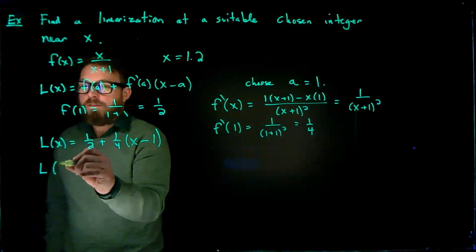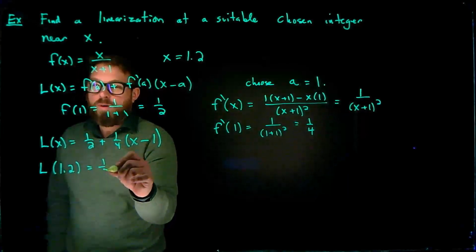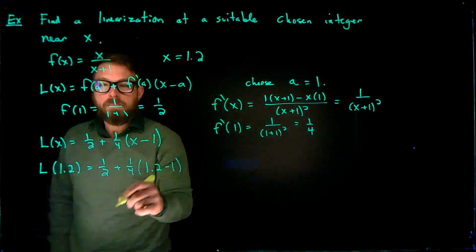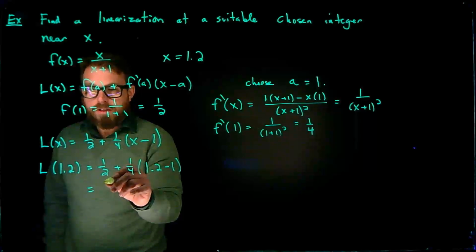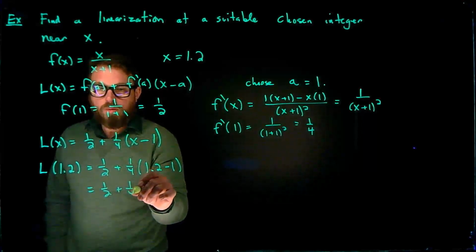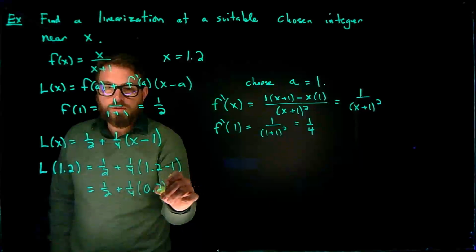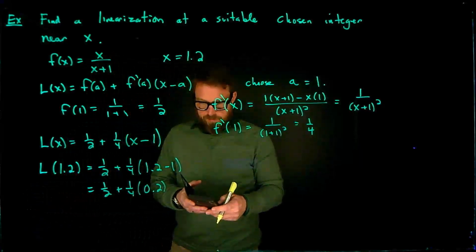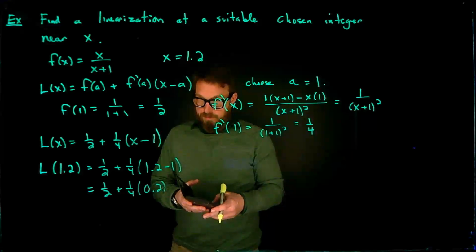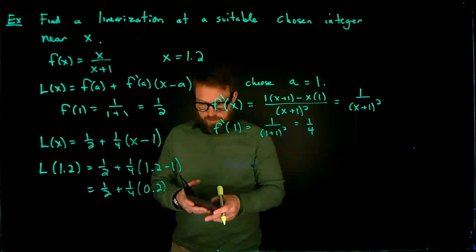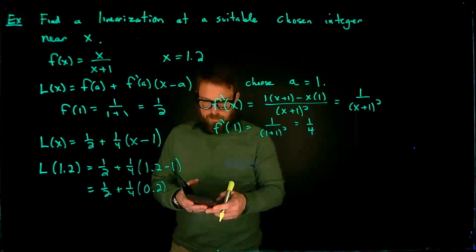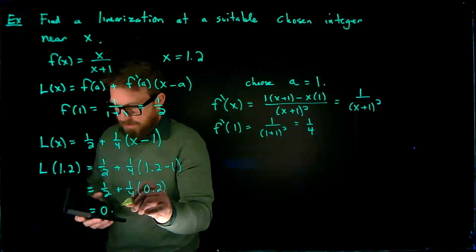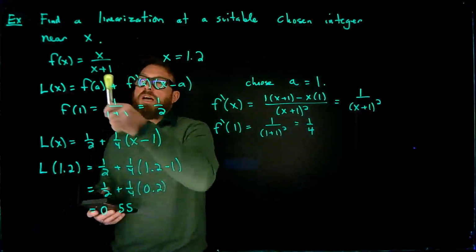So let's see what we have here. What is L of 1.2? Well, this would be 1/2 plus 1/4 times 1.2 minus 1. So this is 1/2 plus 1/4 of 0.2. Let's see what we get here. So what I get is 0.55.